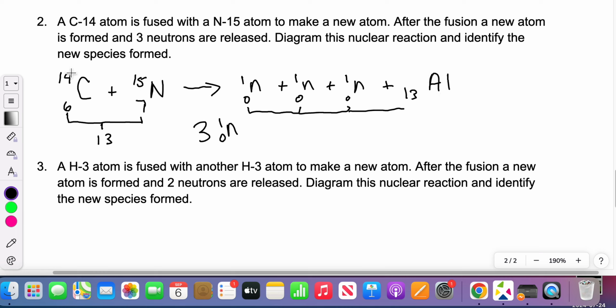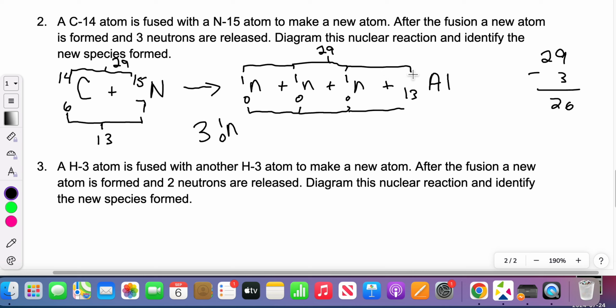Now we do the top numbers. 15 plus 14 is 29. So then we have to add this together, and this side has to equal 29 too. So 3, we've got 1, 2, 3, added to some number has to equal 29. The answer is 26, but you could go 29 minus what's given over here, minus 3, that gives you 26. All right, that's how to do fission and fusion.